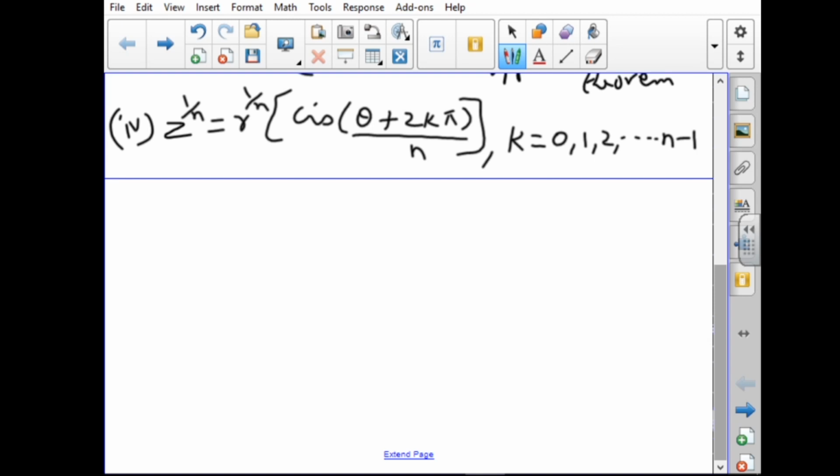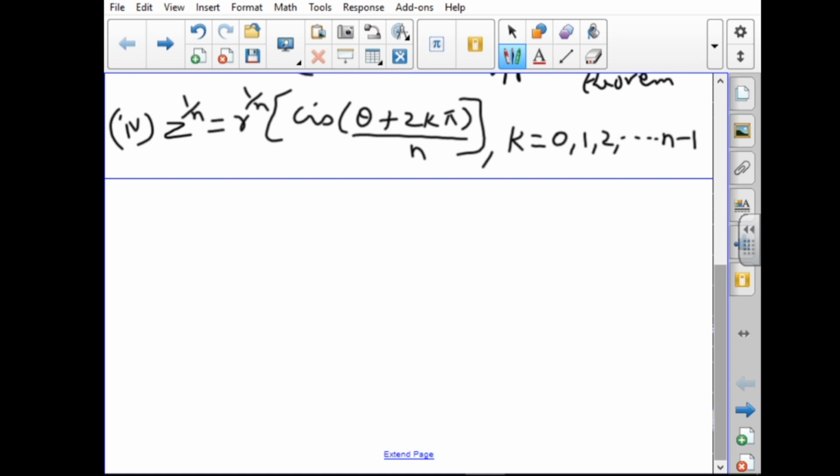Let's recall the steps. First step, write the given complex number in the polar form. Second step, add 2k pi to the argument. Third one, apply De Moivre's theorem. And fourth one, put k equal to 0, 1, 2, etc. up to n minus 1. Then you will get n roots.